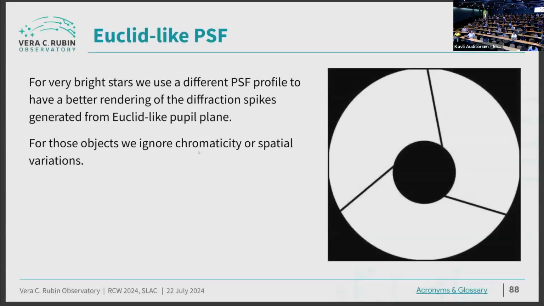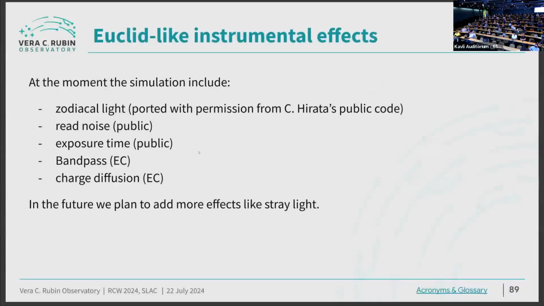Next slide, please. So to simulate very bright objects, the PSF that were provided is very good for all the galaxies and stars that we use for science. But for very bright objects, we have noticed some artifacts. And so for that, we used a slightly different model that only concerns extremely bright objects, to have better looking images that include, for example, the diffraction spikes that we would expect. And for that, we used a Euclid-like pupil plane to make these sorts of PSFs. Next slide, please.